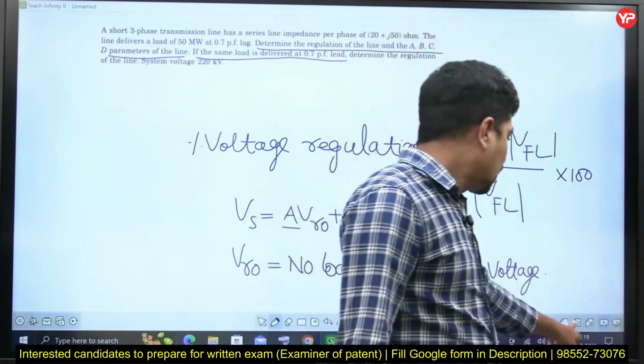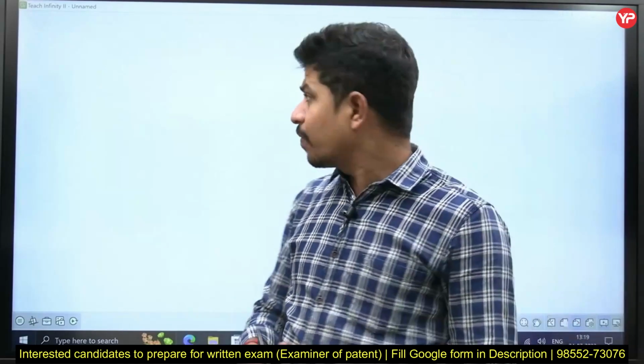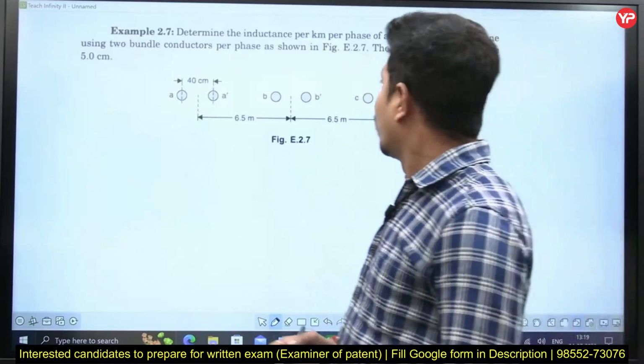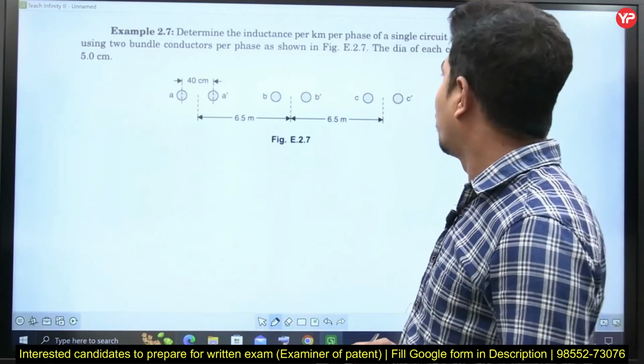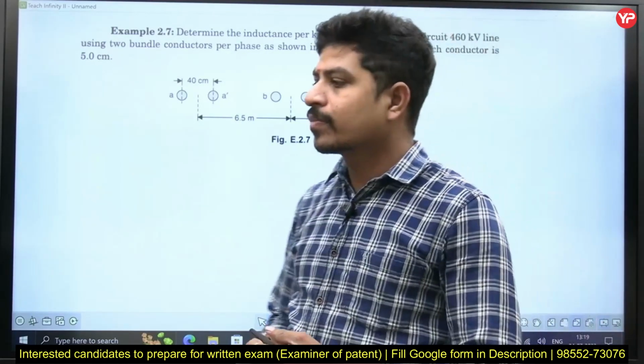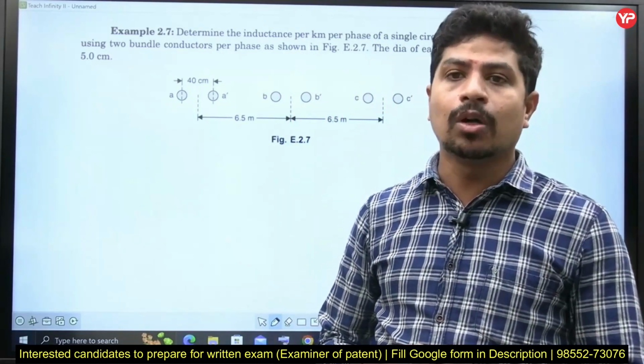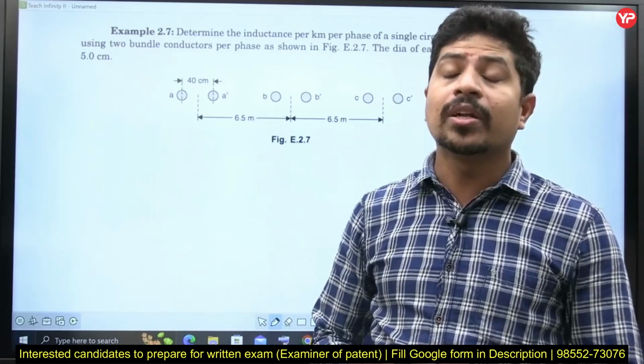Let's go to the next question. This question, observe, is about finding inductance per kilometer per phase. If you want to find inductance, what is the inductance formula? L per phase per kilometer is equal to 2 into 10 to the power minus 7 into ln of GMD by GMR.